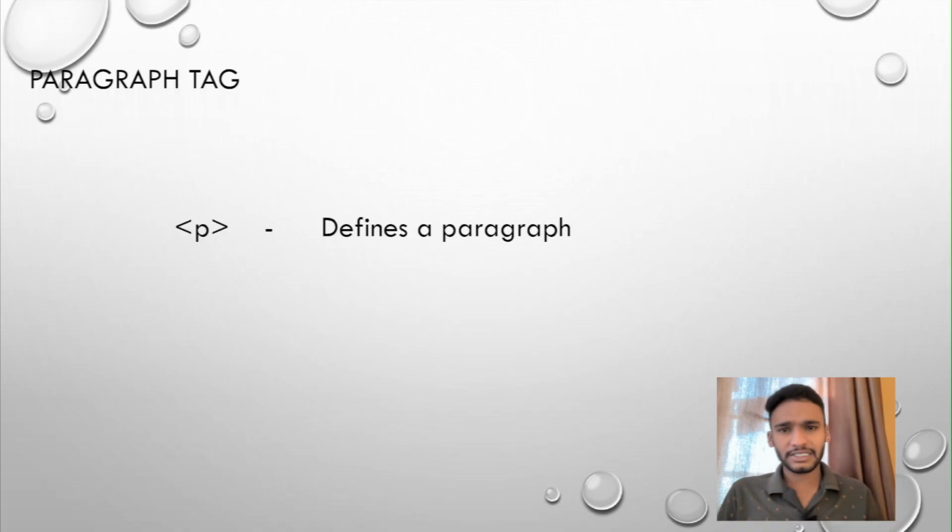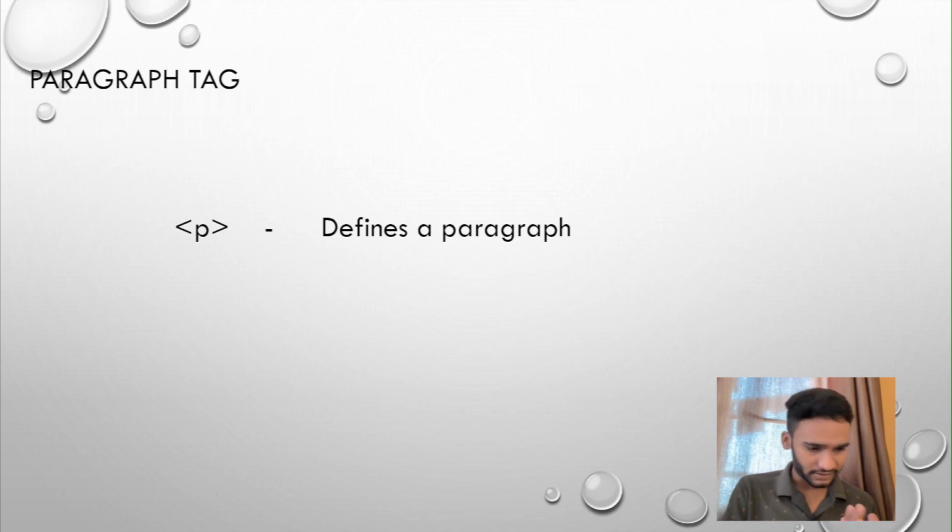Now let's go to the next tag, that is paragraph tag. In HTML, there is a special tag to define the paragraph. So that is p tag. P tag is used to define the paragraph and helps the browser to display the paragraph in a sequence order, where the browser knows this is the paragraph, this is not the paragraph. Everything is known to the browser with this one tag.